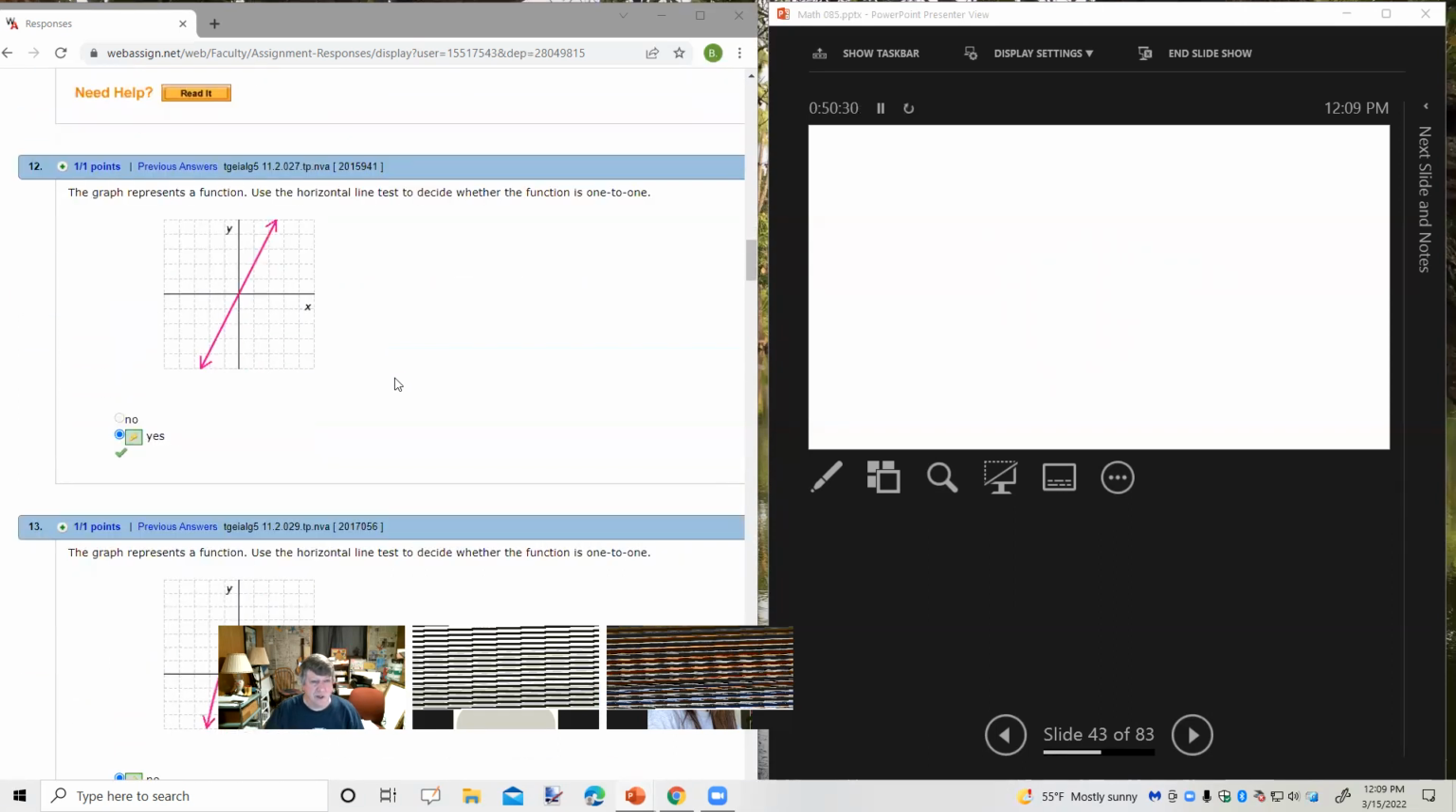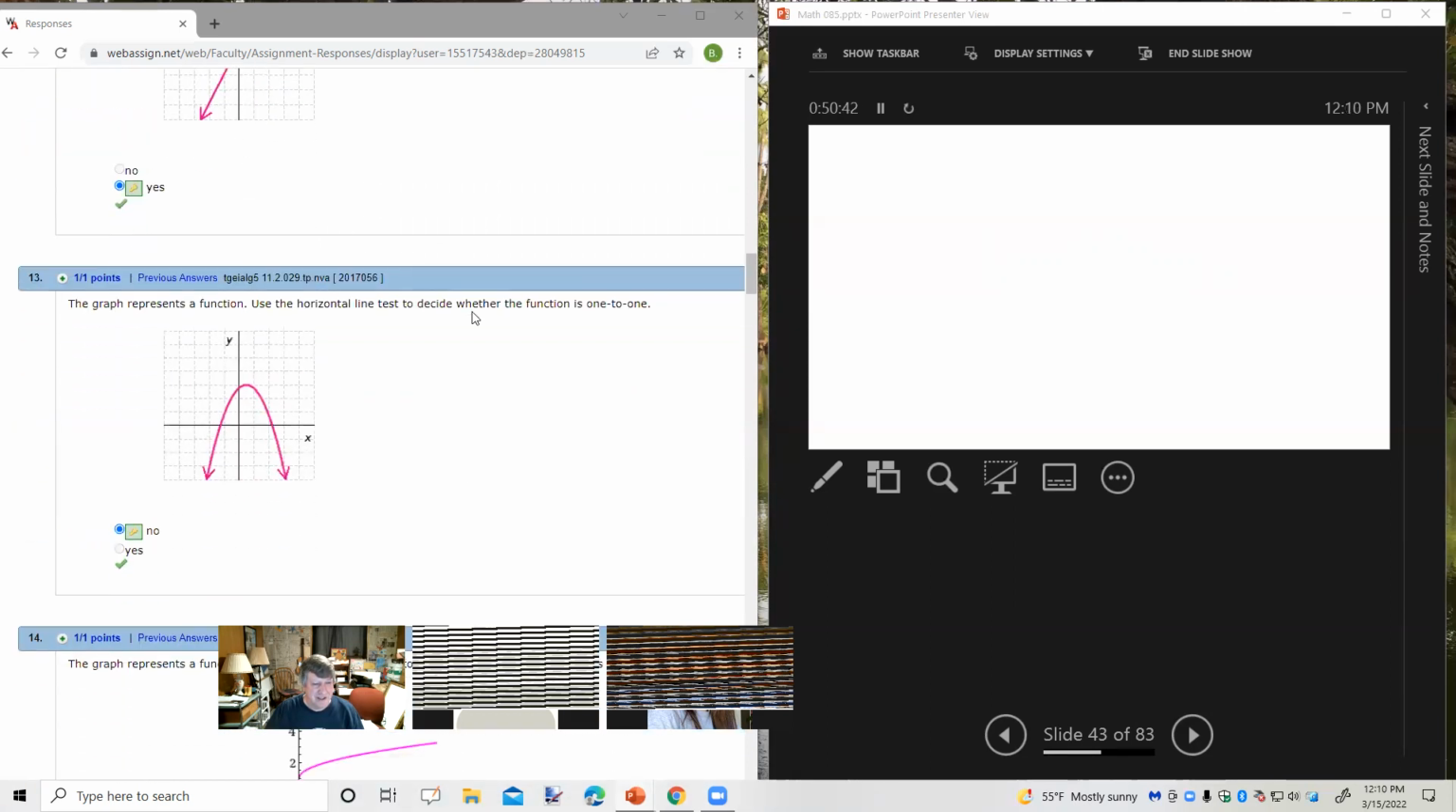Here, use the horizontal line test to decide whether the function is 1-to-1. Yes, it is. Those are supposed to be horizontal lines I'm drawing. It's okay, I see it. I think I just needed to, I don't know, for some reason I kind of just forgot. I gotcha. Here, this is a function, but it's not 1-to-1. It fails the horizontal line test.